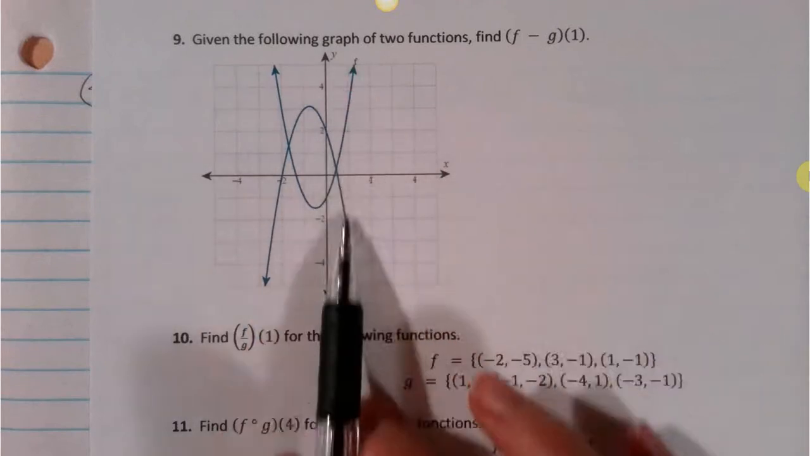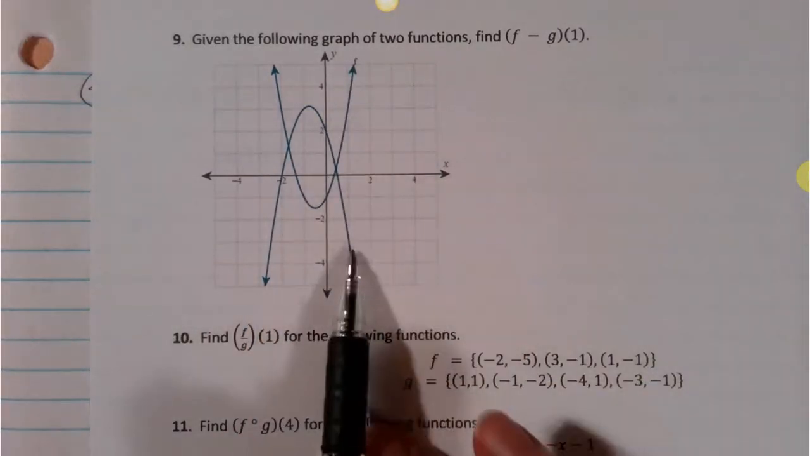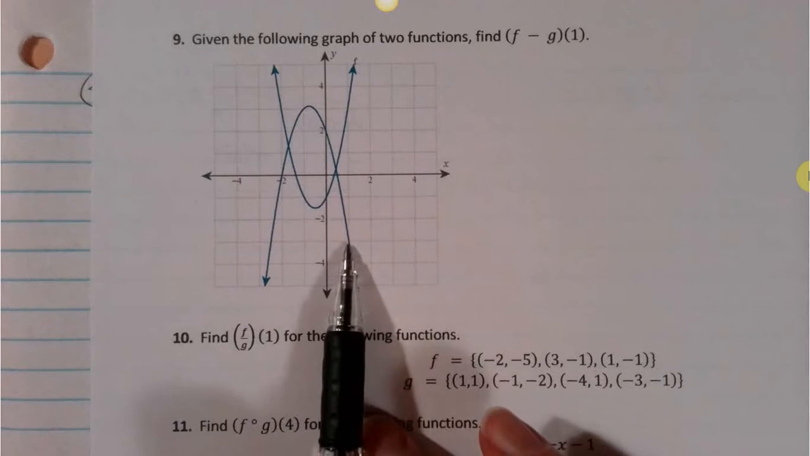And then still looking along this same vertical line, where does it hit the graph of g? At this point here, which has a y-coordinate of negative 3. So g of 1 is equal to negative 3.